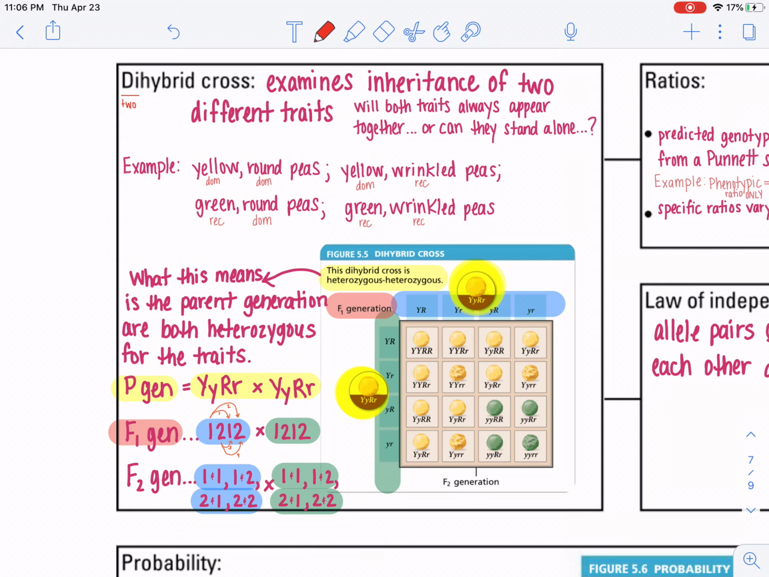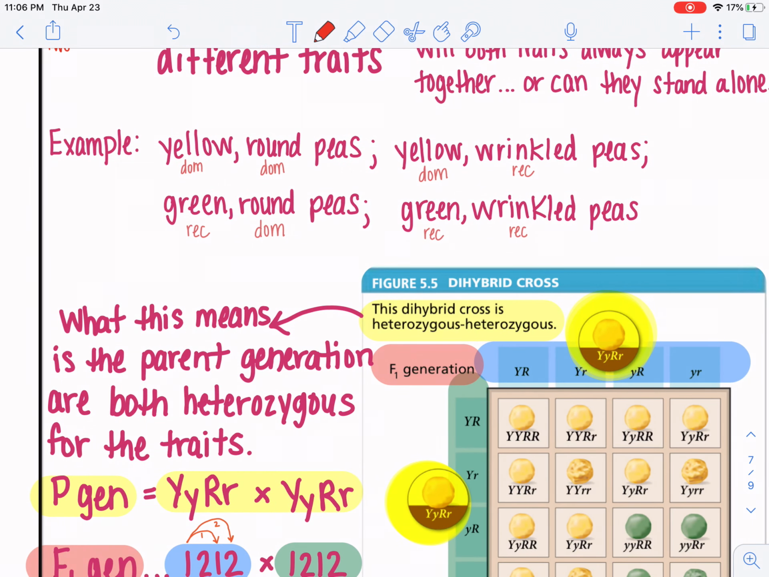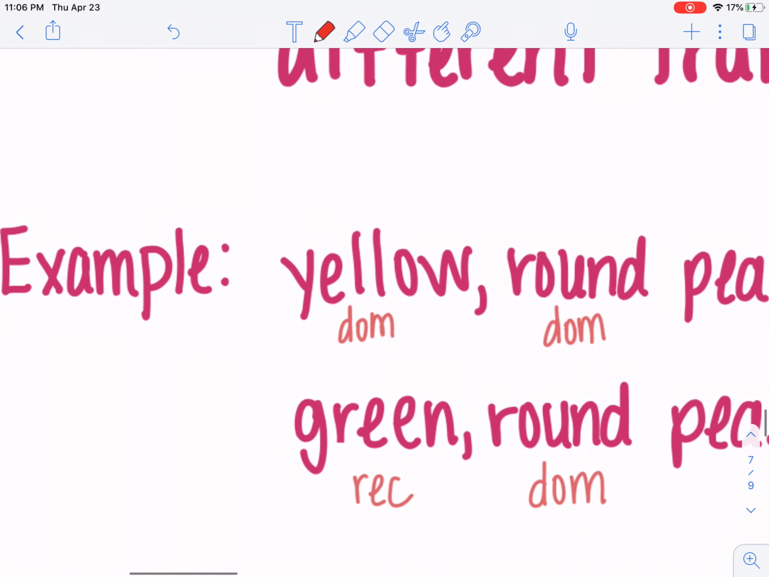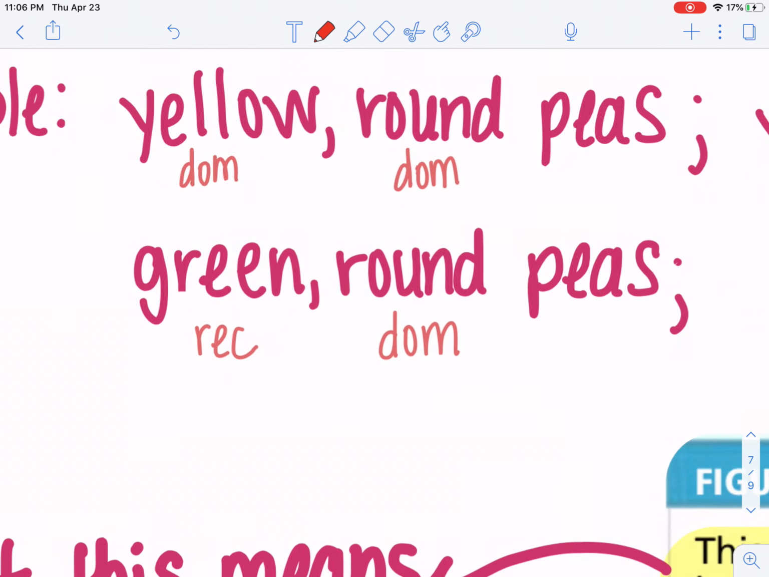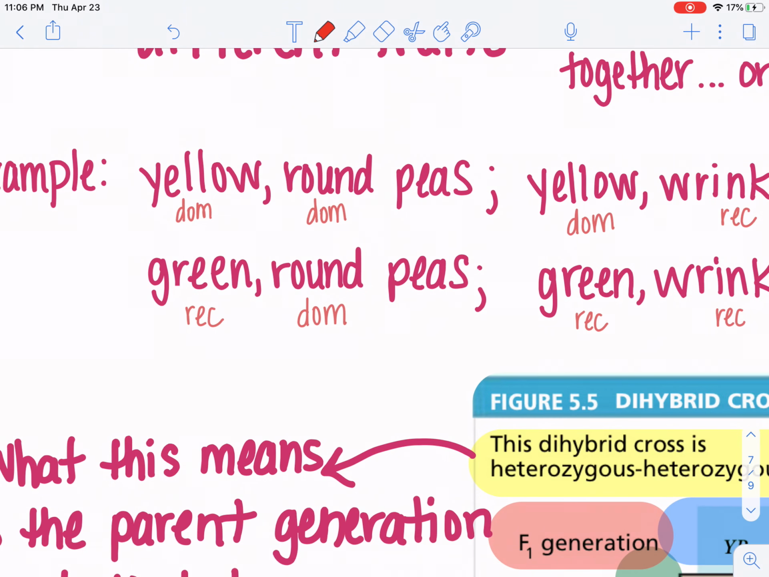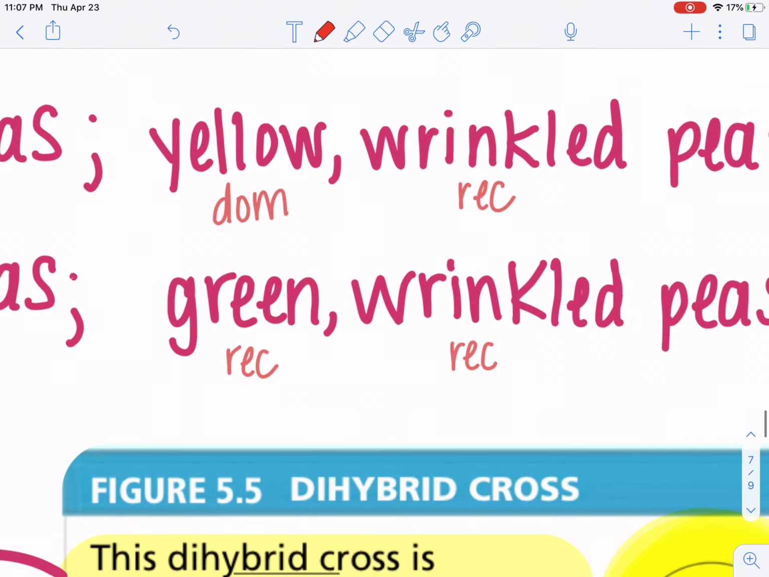So our example goes off of Mendel. Remember, we talked about Mendel, the father of genetics, and he was working with pea plants. So our examples here, we're going to talk about yellow round, yellow wrinkled, green round, and green wrinkled. Remember, yellow is our dominant, and round is our dominant. So with peas, yellow, round, pea plants or seeds or pods are dominant. Green and wrinkled, sorry, I said that wrong, green and wrinkled are recessive. So our two dominants, yellow and round, our two recessives, green and wrinkled.